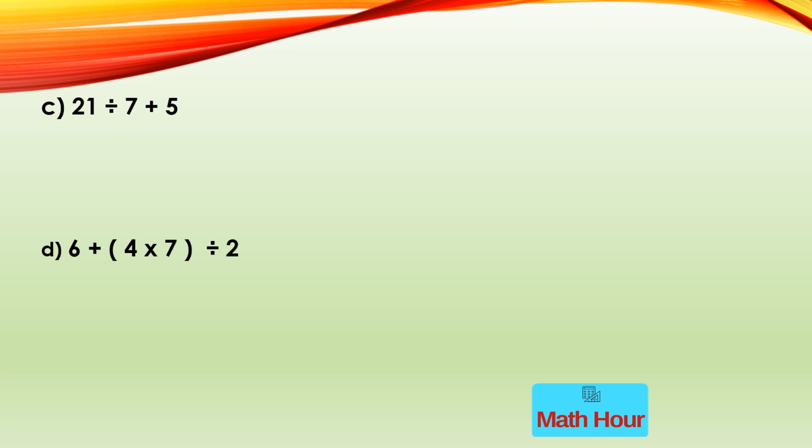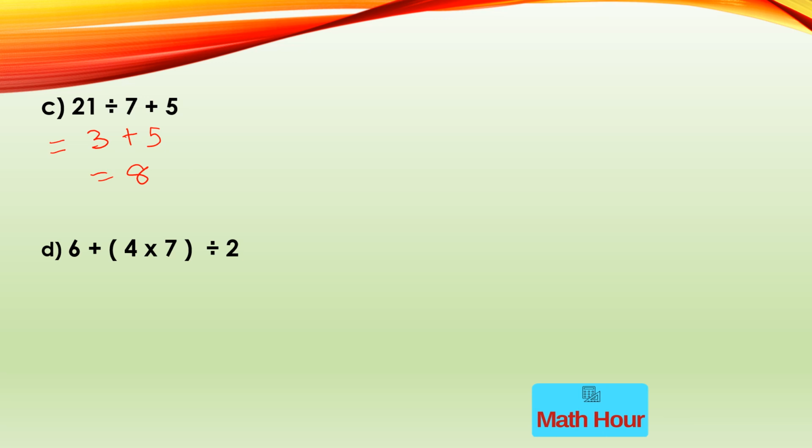I would request all of you to pause the video for a while. Do this problem on your own and see if you are getting the correct answer as that of mine. Okay, so let us begin. So the expression is 21 divided by 7 plus 5. So what do you do here? First you will do division. 21 divided by 7 is 3. 3 plus 5 is equal to 8.